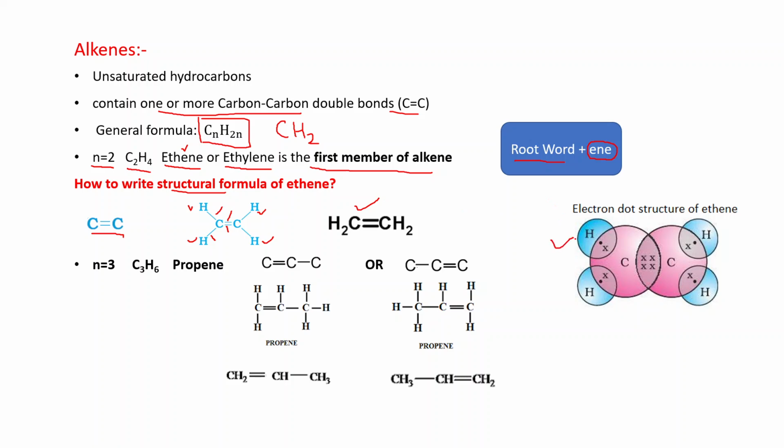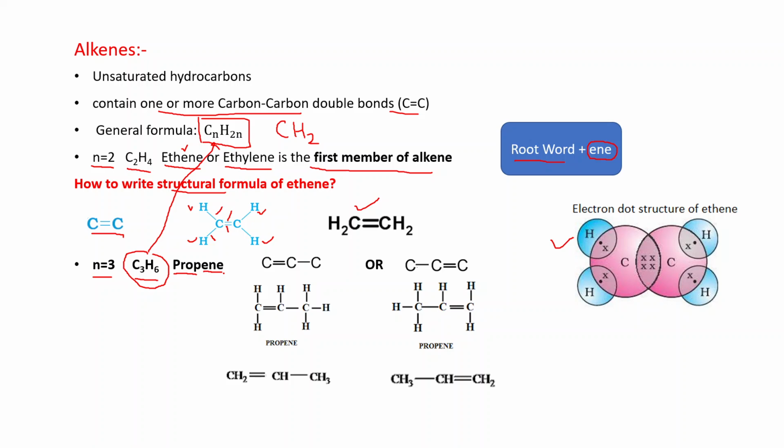And this is the electron dot structure of ethene. Now the next member, if we put n equal to 3, then we will get C3H6, and its name is propene. How is this propene? Because first of all, this C3H6 satisfies the formula CnH2n. That's why this is alkene. The number of carbon atoms is 3. That's why prop, the root word, and ene.